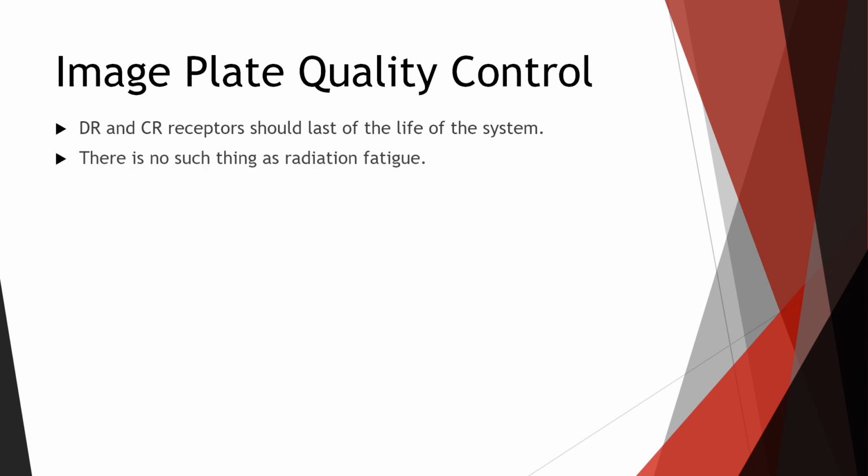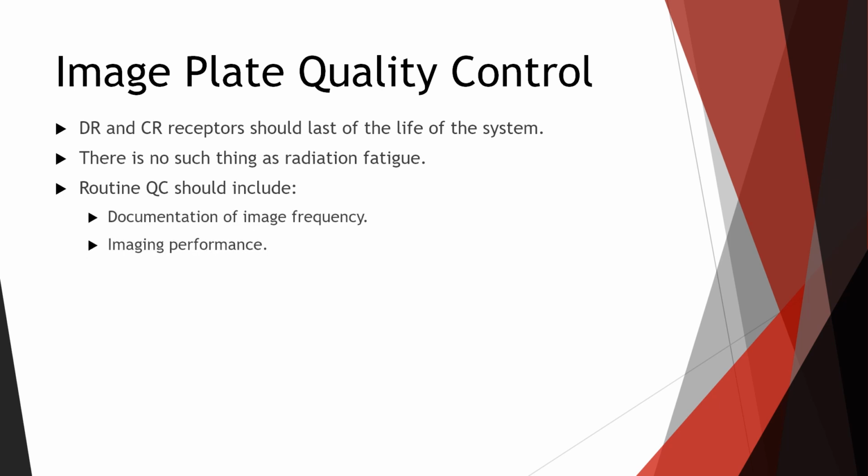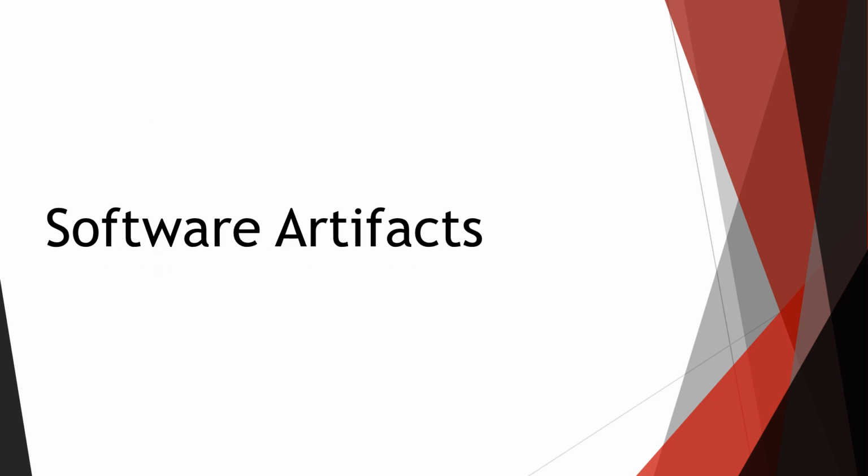Image plate quality control. DR and CR receptors should last for the life of the system. There is no such thing as radiation fatigue, where the technology being used too much means it won't operate or work properly over time. There's no such thing. Routine QC should include documentation of image frequency, imaging performance, and the physical condition of each image receptor. Now let's look at software artifacts.